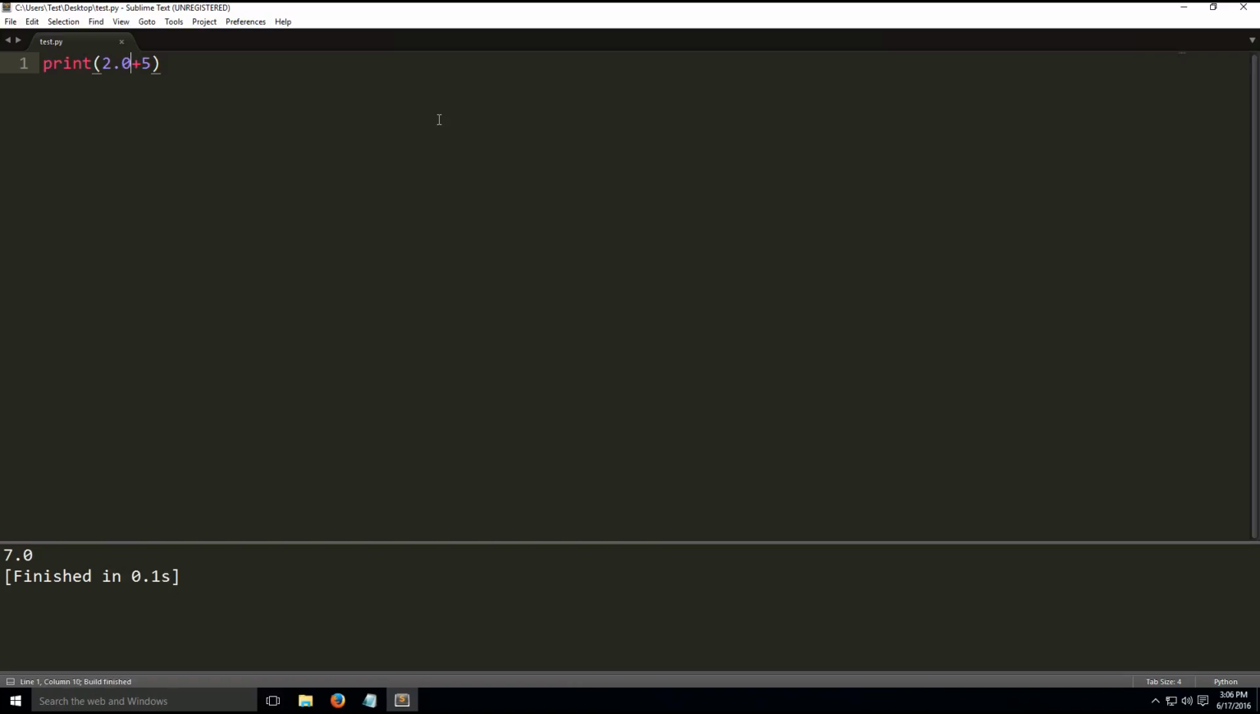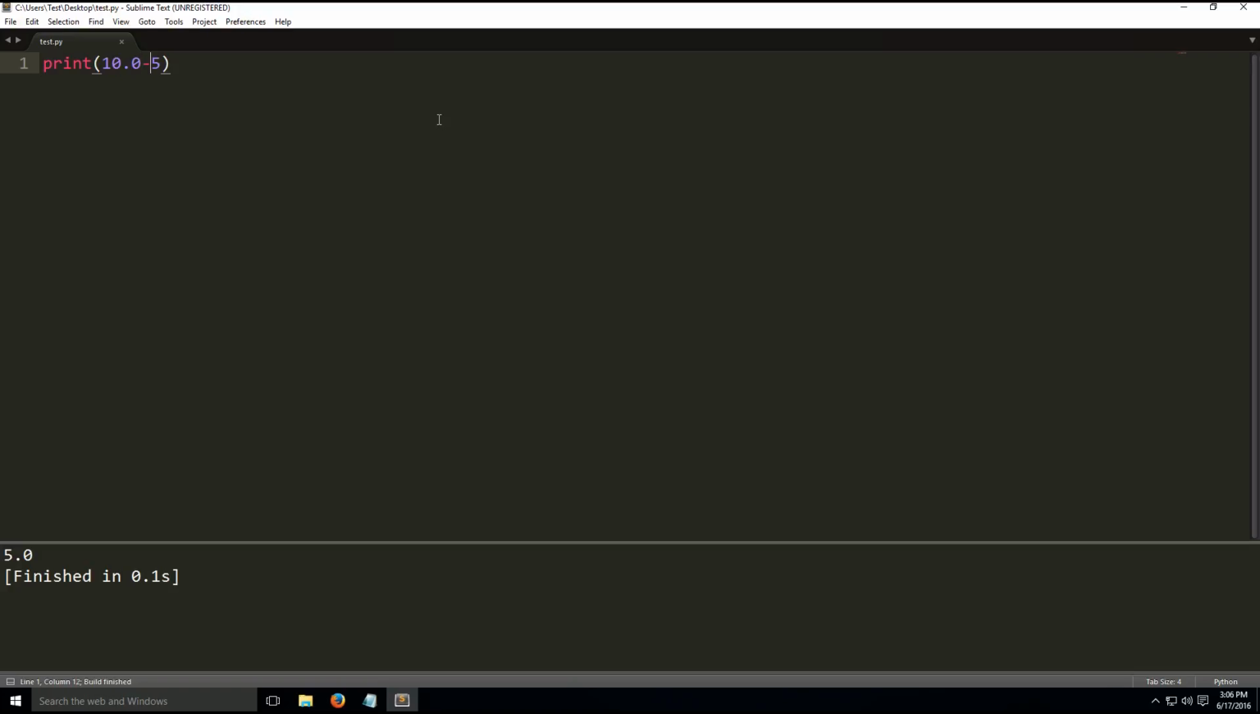Moving on to subtraction. So subtraction is going to have a similar thing. So let's do 10 minus 5. And we're going to get 5. And if we add 10.0 instead of 10, we're going to write 10.0 minus 5, and we're going to get 5.0.